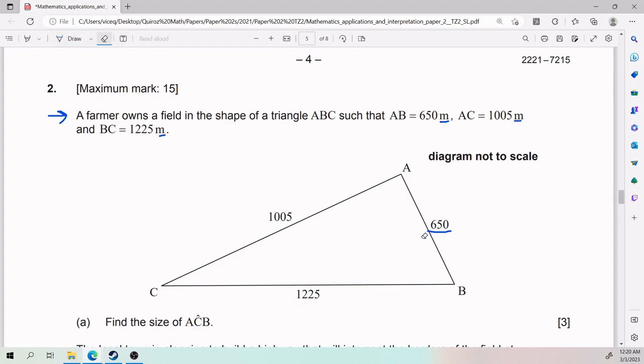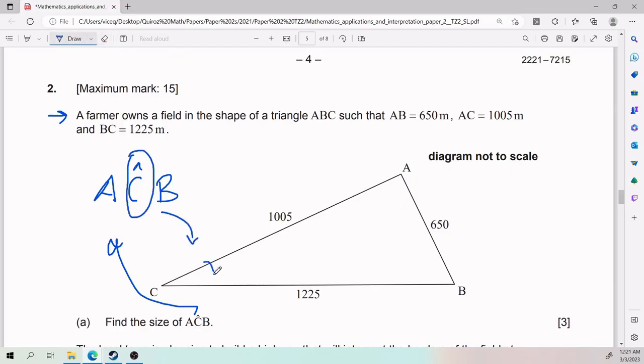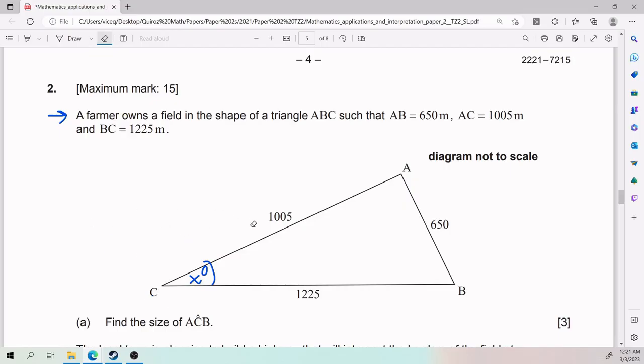For part A, they ask us to find the size of ACB. Would they write it like this? Find the size of ACB, and they put a little symbol on top of the C. That makes reference to an angle, and that little symbol is asking us to find this angle here. So we are looking for the angle at C, basically, that is between A and B.